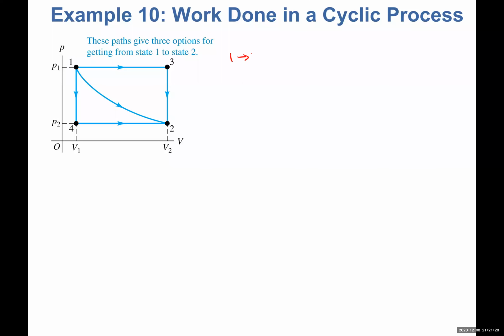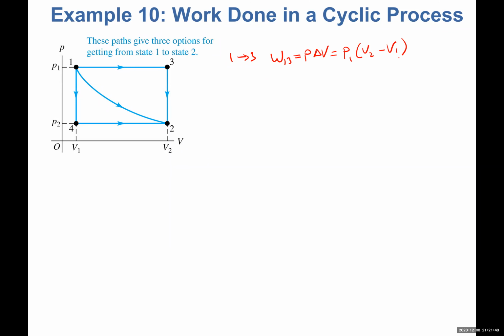So 1, 2, 3. One of the things we can say is the work done going from 1 to 3. You can see it's an isobaric process, which means the pressure remains constant and you have a volume expansion. So it equals pressure times delta V, which will be pressure 1 times V2 minus V1. That's the work done for that.